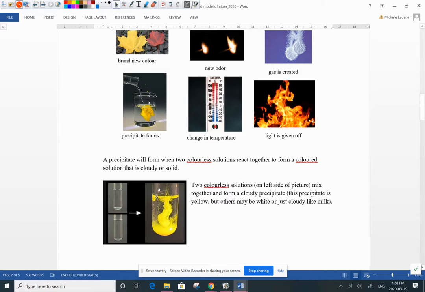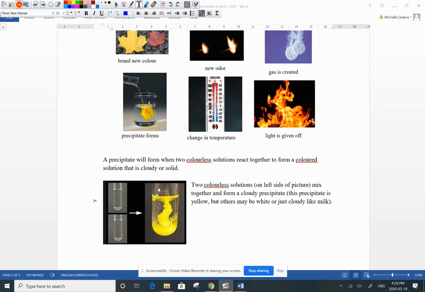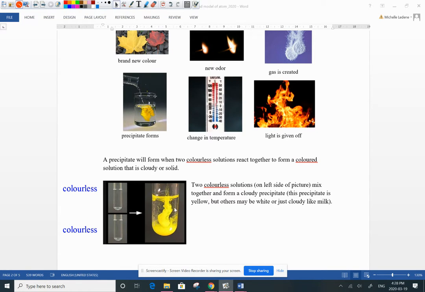Now here's one that you maybe have never heard of before, and here we see that this is a colorless solution in a test tube. And here's another colorless solution in a test tube. When you mix them together, look what happened. Well, you got this bright yellow solid. Look at all the little chunks of solid that are forming here at the bottom of this test tube. And this is what we call a precipitate.